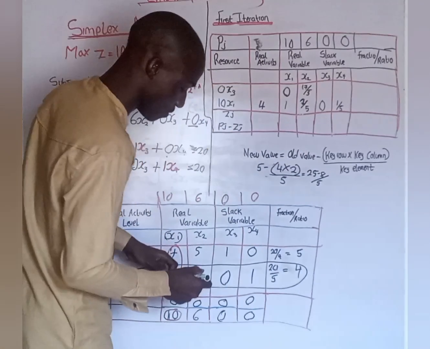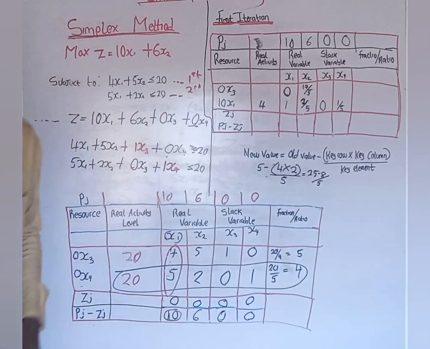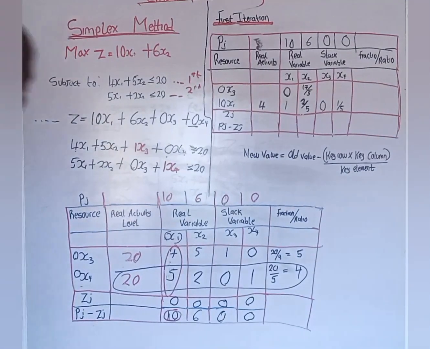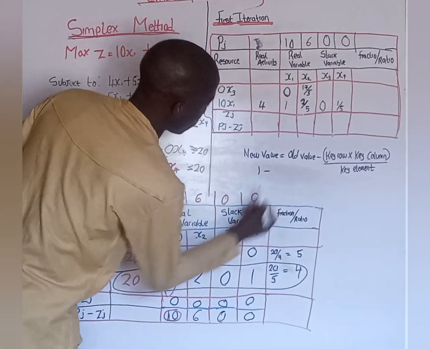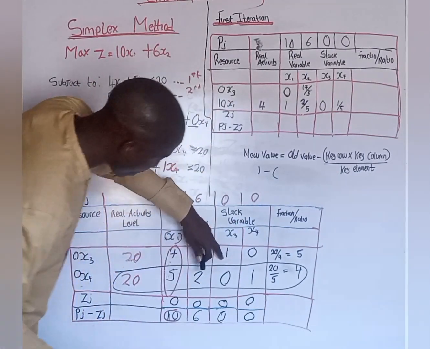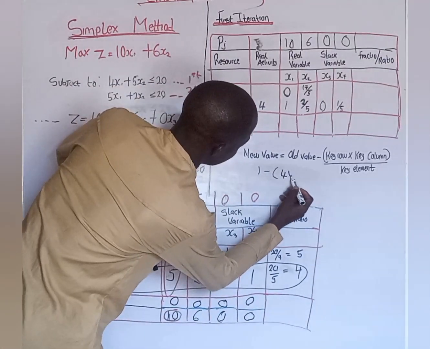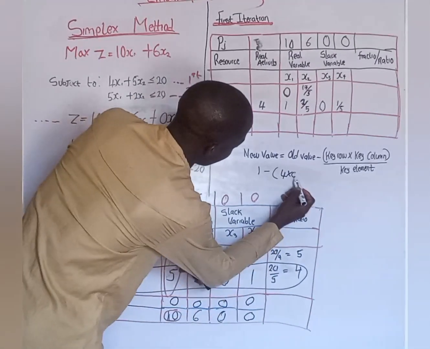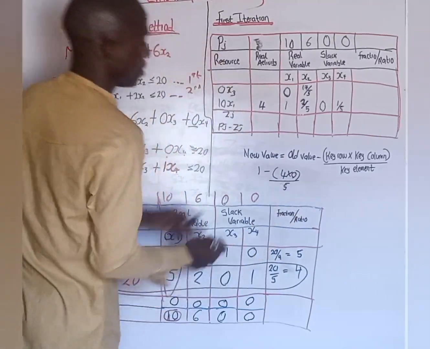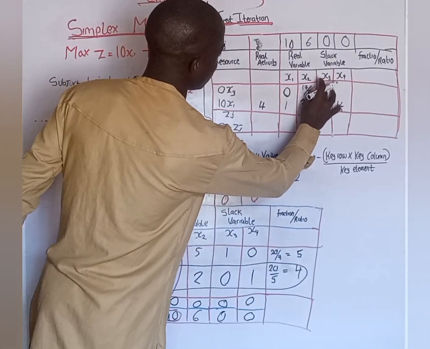So let's proceed to get the new value of x3. It also follows the same approach. The new value of x3 will be the old value, which is 1, minus the key row element. The key row element is 4, multiplied by the key column element, which is 0, all over the key element, which is 5. So 4 times 0 is 0. 0 over 5 is 0. 1 minus 0 is also 1. So that's it.